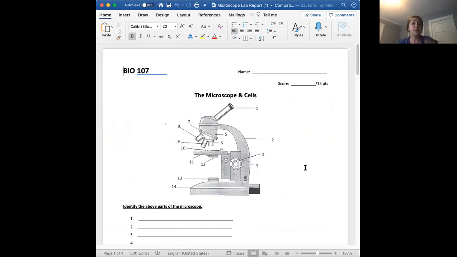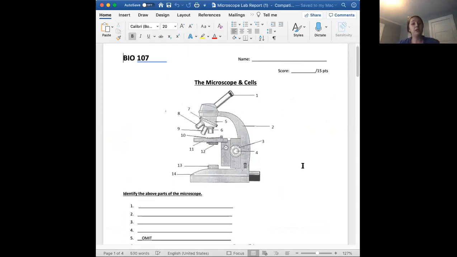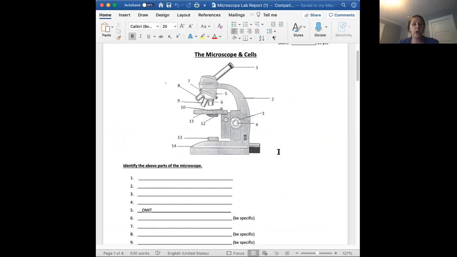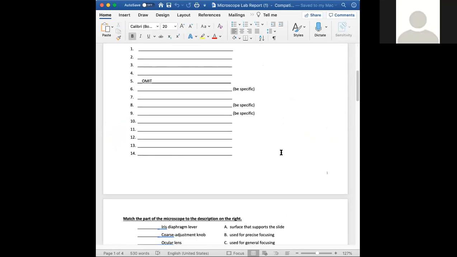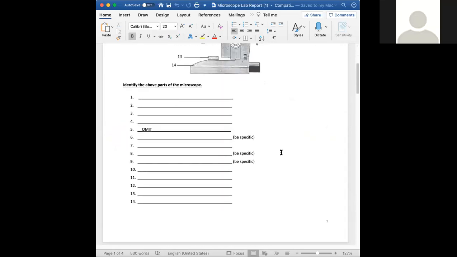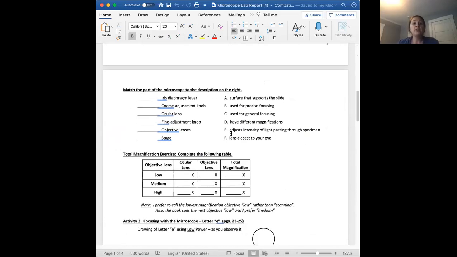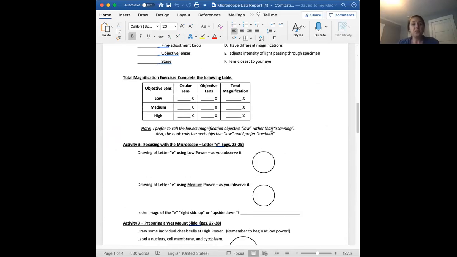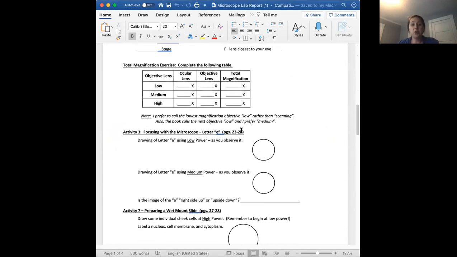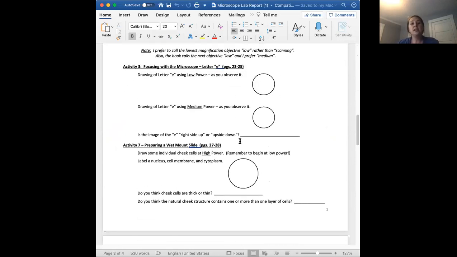Here is our microscope and cells. You should be able to, by using the tutorial videos, answer all of the questions about the parts of the microscope. So you should be able to do this first activity. You should also be able to do this matching portion, along with the total magnification portion. Now here's where things get a little tricky. Because a lot of you are going to be just downloading this and working on this on your computer, it's not going to be conducive for drawing.